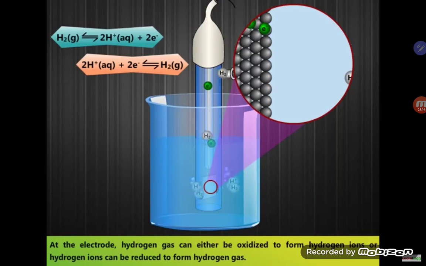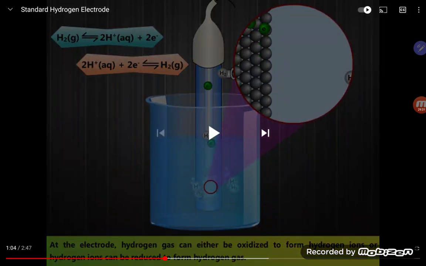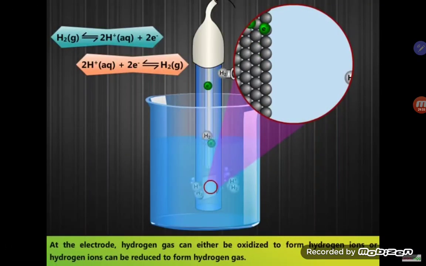Okay, in the single electrode, this oxidation, the blue one, can happen, and also in the sulfuric acid solution, the hydrogen ion can be reduced, and so oxidation and reduction reactions can happen on one side.